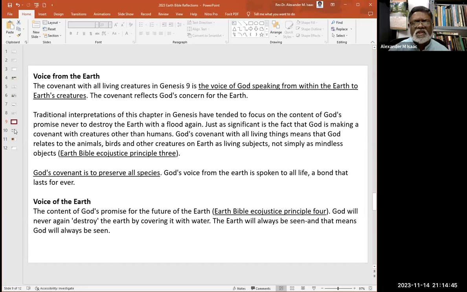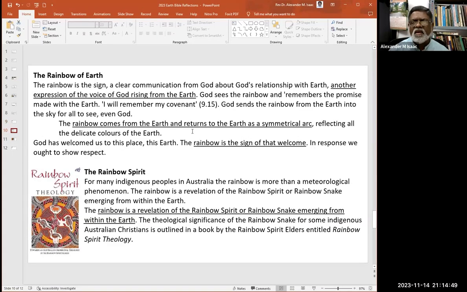But the problem is, if we are not taking care of the earth and the global warming issues, if we don't attend to them, human beings are actually creating another all-encompassing flood. The whole earth will be filled with water again. With the glaciers melting in the northern and southern poles of the earth, we are really in danger. And the rainbow of earth is a sign. It's a clear communication from God about God's relationship with earth. Another expression of the voice of God rising from the earth.